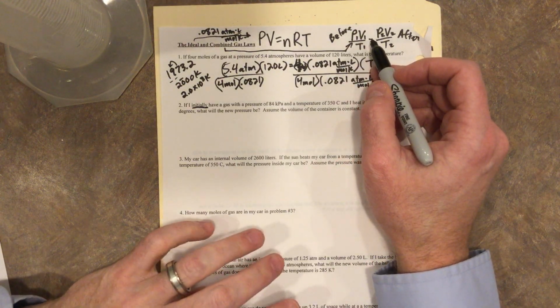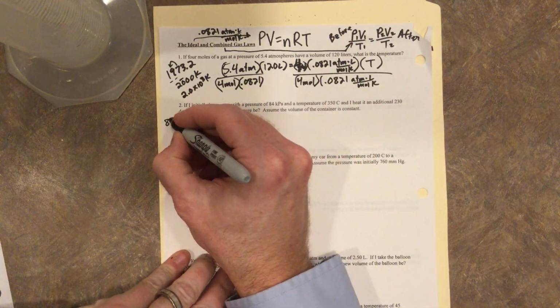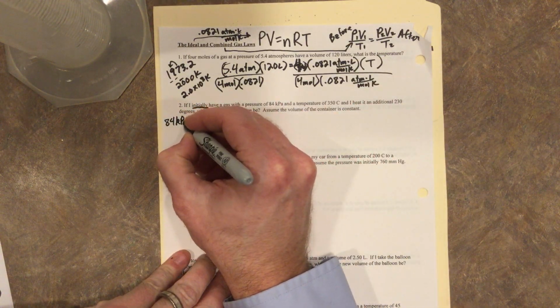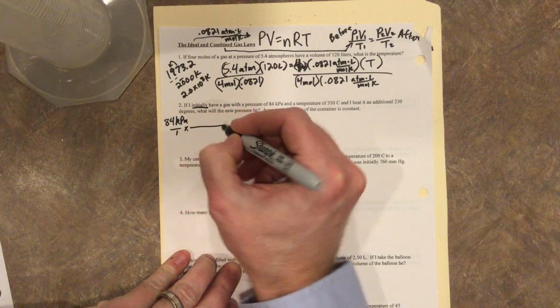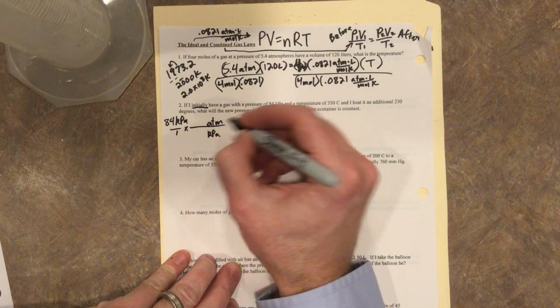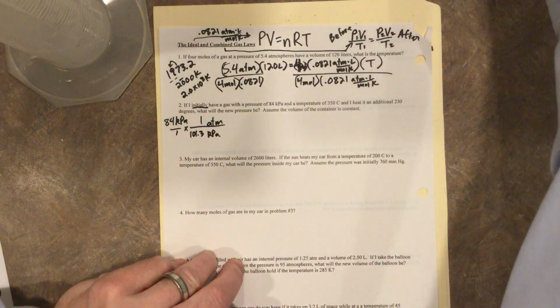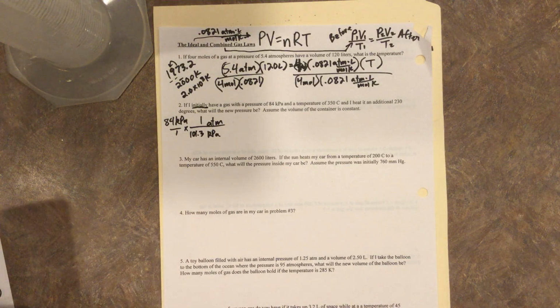Now, you don't have to do this, but I do like things in atmospheres, so I'm going to convert this. So I'm going to go over here for 84 kPa over 1. I want to get rid of kPa and turn them into atmospheres. So I'm going to do a little conversion factor. I know that 1 atmosphere is the same as 101.3 kPa. I'm going to go ahead and figure out my math. 84 divided by 101.3.